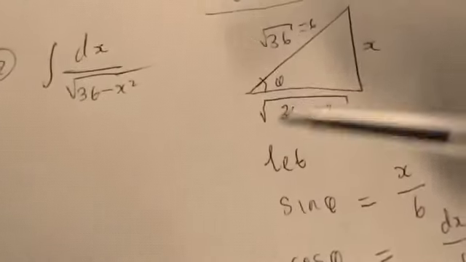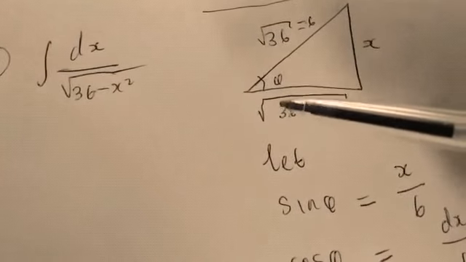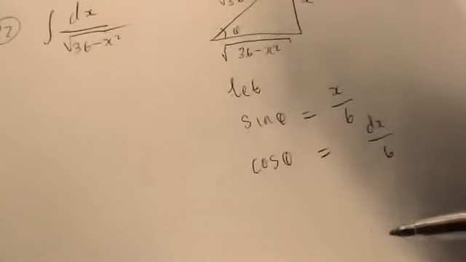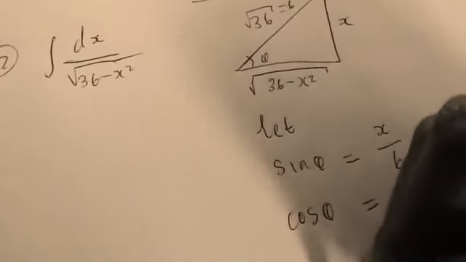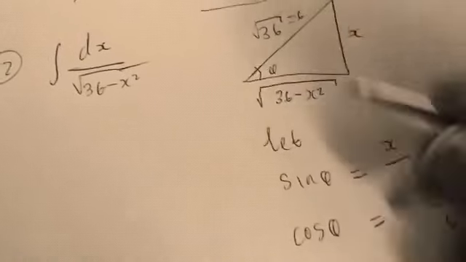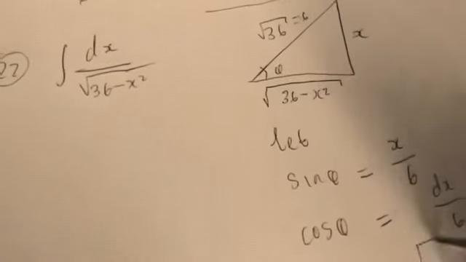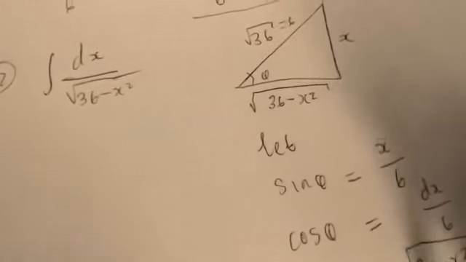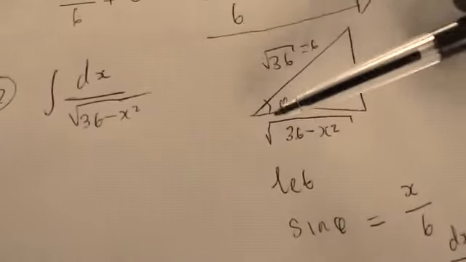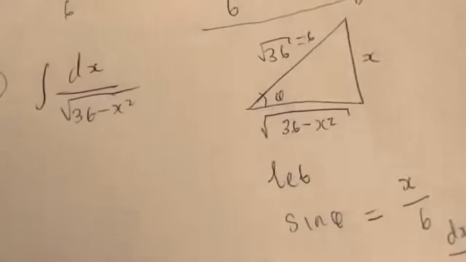And finally, we can also go cosine like this. We can just say cosine of theta is also equal to the square root of 36 minus x squared over 6, because it's adjacent over hypotenuse. That's cosine by definition.